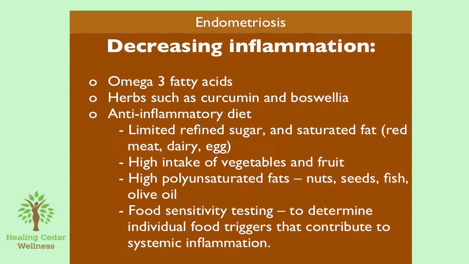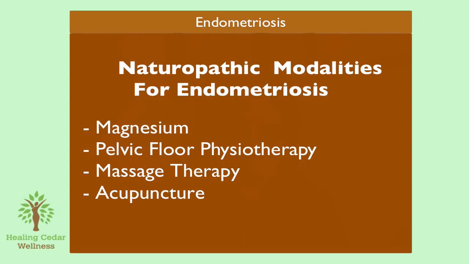I also offer food sensitivity testing in my practice, and this is to determine individual food triggers that can contribute to systemic inflammation. For decreasing muscle spasms, magnesium is often prescribed, and also we tend to refer out to pelvic floor physiotherapy as well as massage therapy. Acupuncture is also a great adjunct therapy for calming any type of pain in the body.